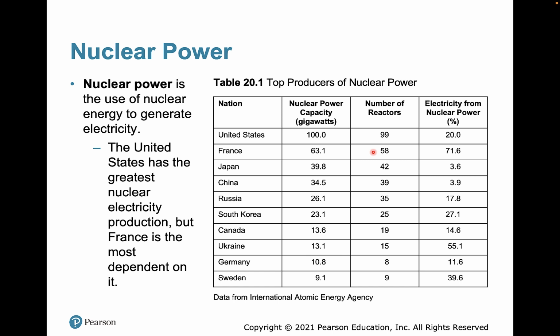So let's talk nuclear. We have the greatest nuclear electricity production, right? We produce 100 gigawatts of nuclear power. So nuclear power is when you use the energy in a nucleus to generate electricity. France uses the most. Okay, almost 72% of their electricity is generated from nuclear power, followed by Ukraine, and we're going to talk about why that is in a little bit.